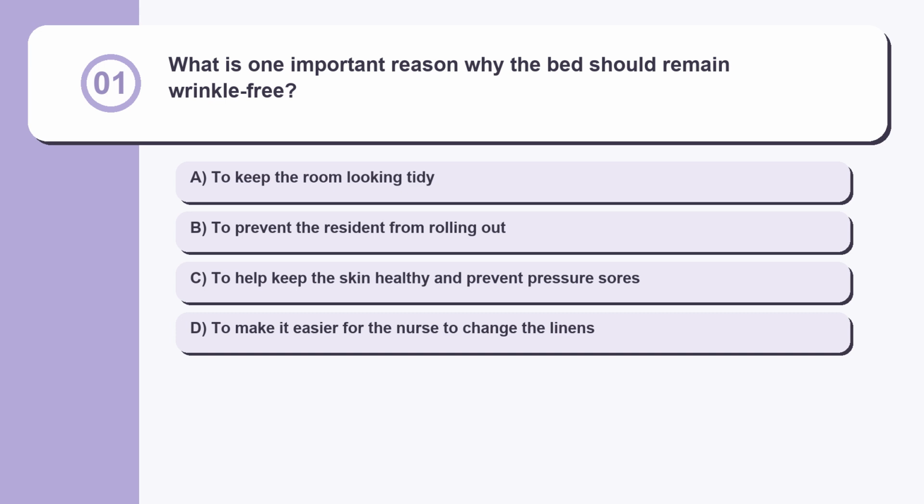Question 1. What is one important reason why the bed should remain wrinkle-free? To keep the room looking tidy. To prevent the resident from rolling out. To help keep the skin healthy and prevent pressure sores. To make it easier for the nurse to change the linens.